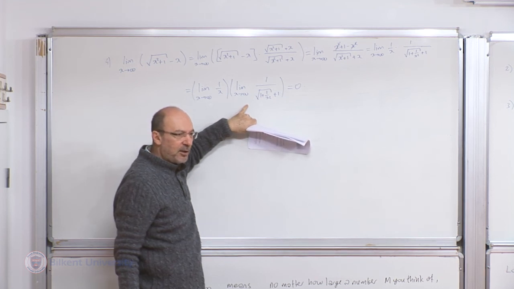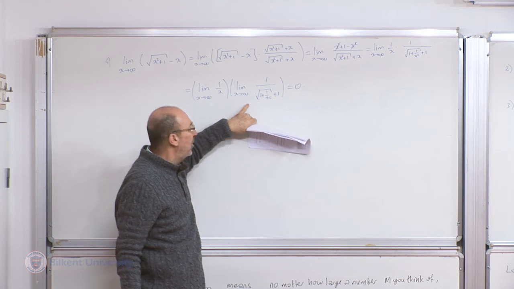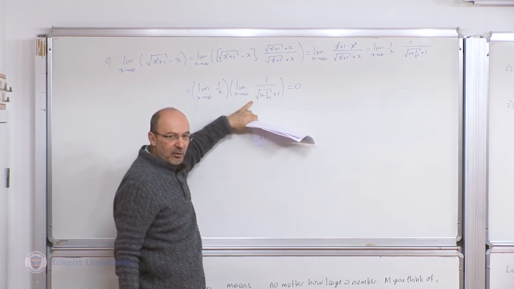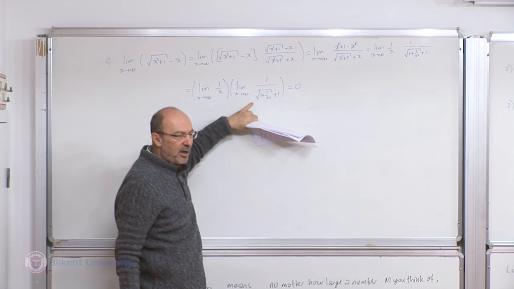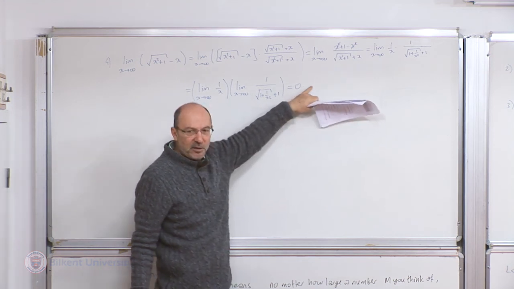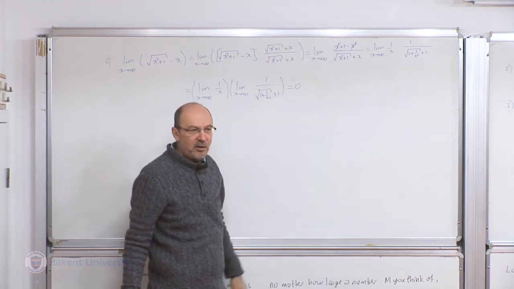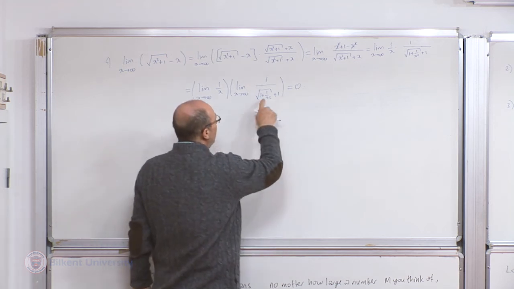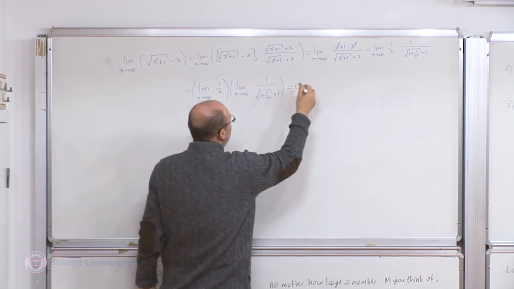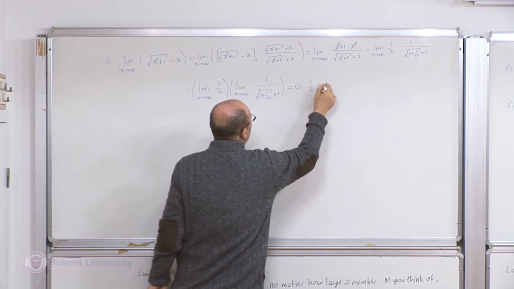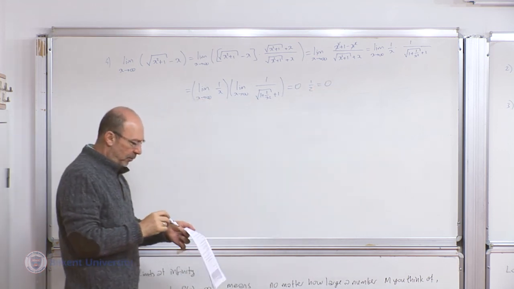So that I multiply that number by 0 and get 0. If this limit is infinite, or if this limit does not exist, then 0 times something that doesn't exist doesn't give me any result. Just for that purpose, I calculate that, and easily see that this limit is 1 over 2, so the limit is 0.